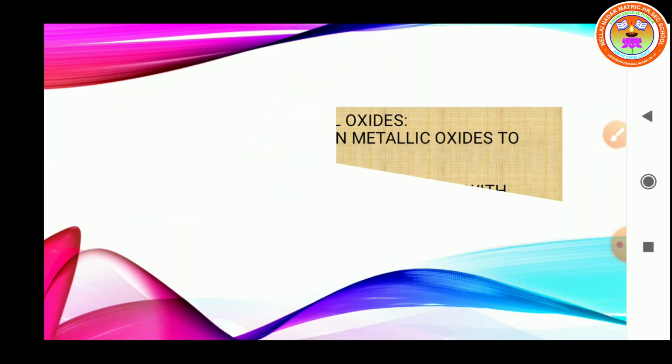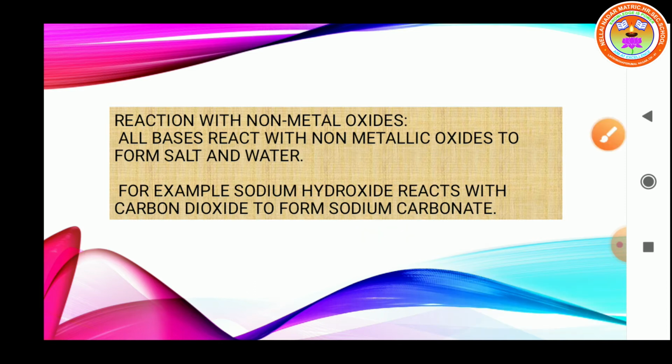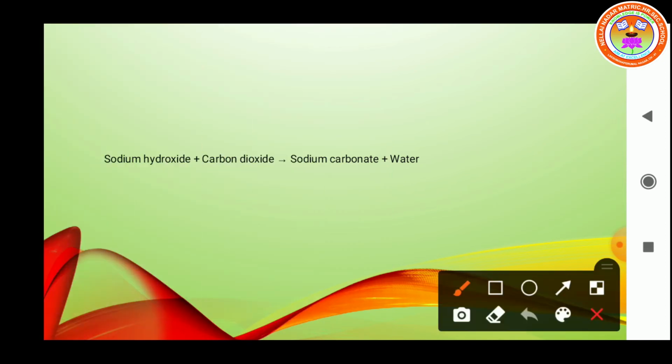What is the next one? The next chemical property is reaction with non-metal oxides. All bases react with non-metallic oxides to form salt and water. For example, sodium hydroxide reacts with carbon dioxide to form sodium carbonate. So how can we write the reaction? Sodium hydroxide reacts with carbon dioxide to form sodium carbonate along with water.